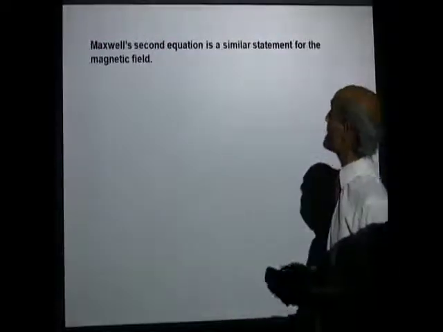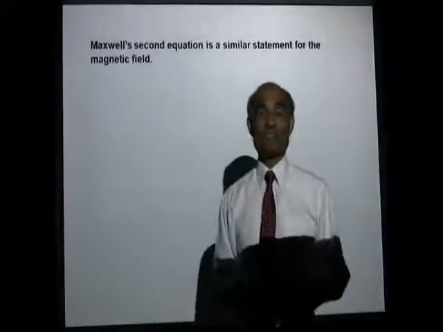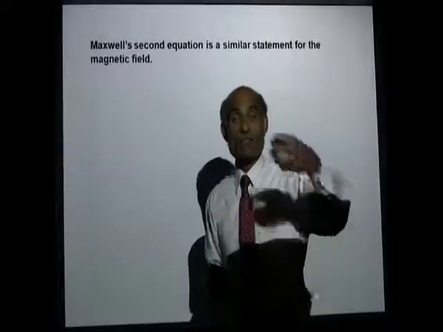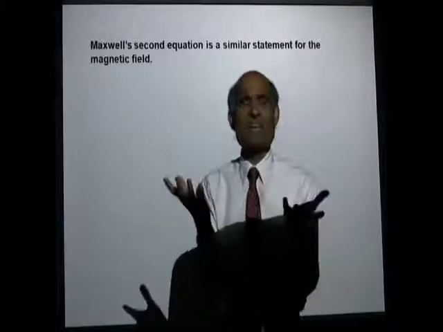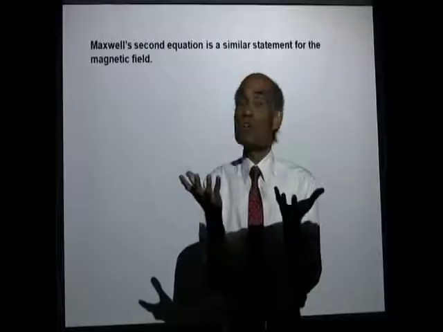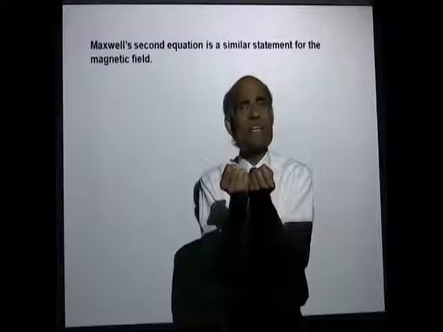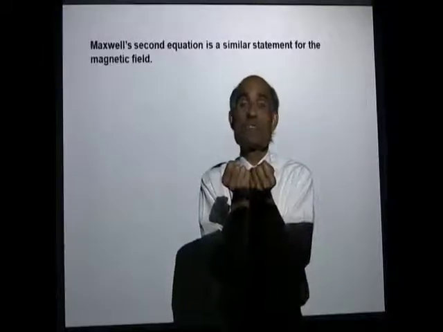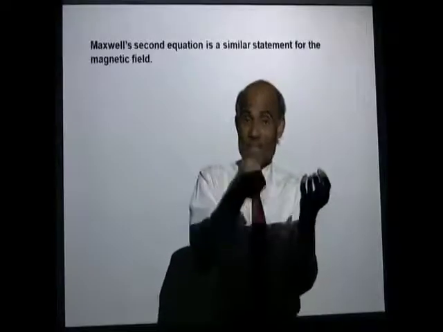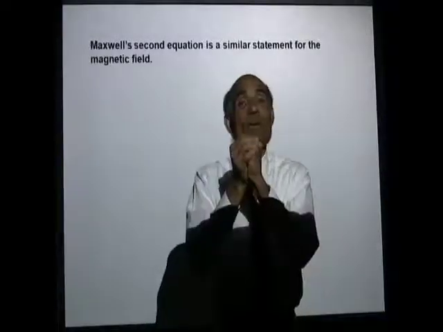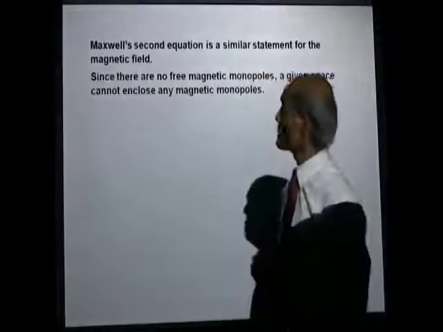Now, Maxwell's second equation is a similar statement for the magnetic field. So there's a statement for electric field and a similar statement for magnetic field. How can you have a similar statement for magnetic field? Can you have a magnetic pole enclosed inside a surface? Well, you know that magnetic poles don't come in monopoles. They only come in the form of dipoles. So in this case the statement is a little tricky, isn't it?